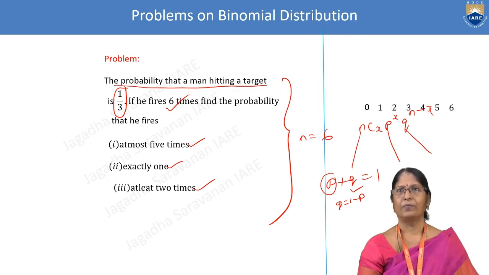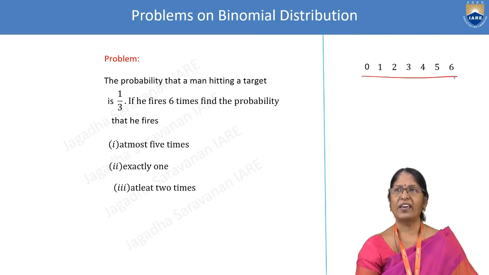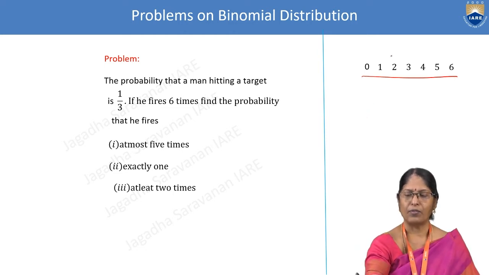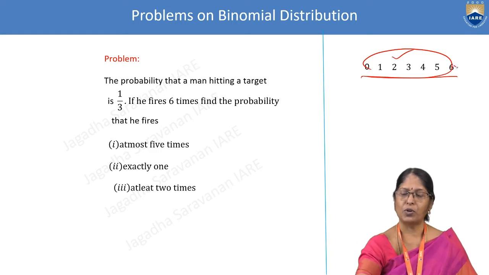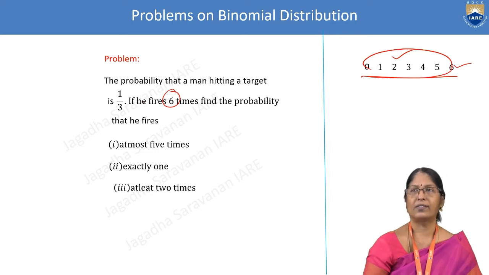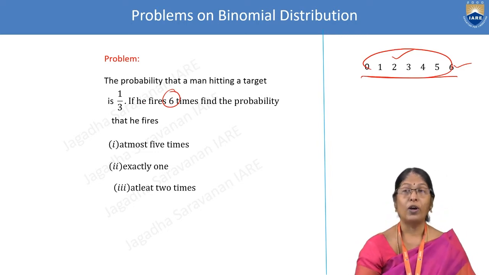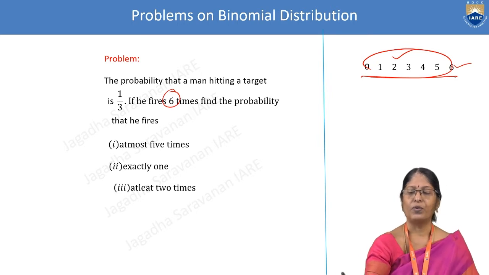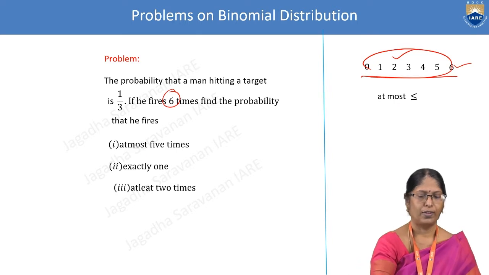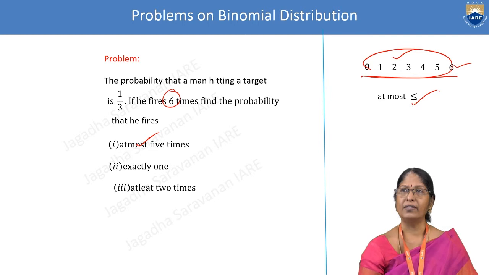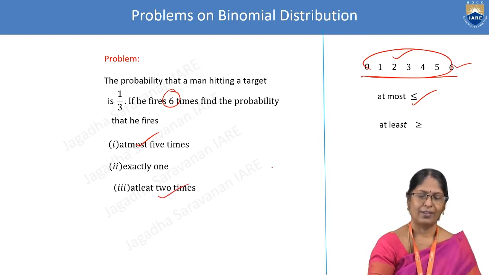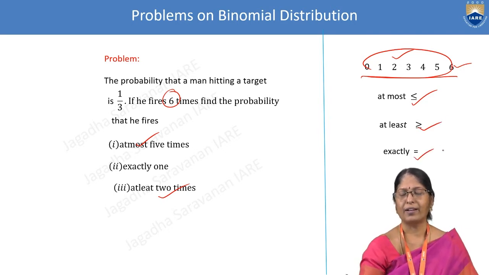Now we have got everything. To avoid careless mistakes, in the rough column it is written 0 to 6. Why 6? Because the man fires 6 times: 1, 2, 3, 4, 5, 6. Then why 0? Because in the binomial distribution formula, x takes values from 0 to n, and our n is 6, so we stop at 6. At most, mathematically, is less than or equal to. At least is greater than or equal to. Exactly means equal to.